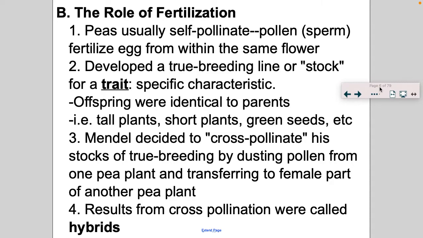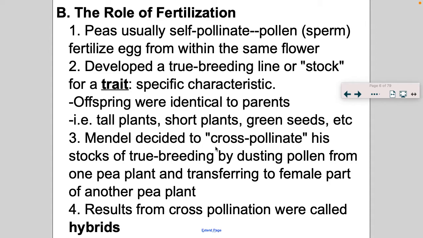So pea plants, they usually self-pollinate. The pollen from the anther will fertilize the egg within the same flower. And so Gregor Mendel developed true breeding lines or stock for a trait. So a trait is a specific characteristic. And for this true breeding stock, that means that the offspring were identical to the parents. Basically, another word for true breeding would be purebred.